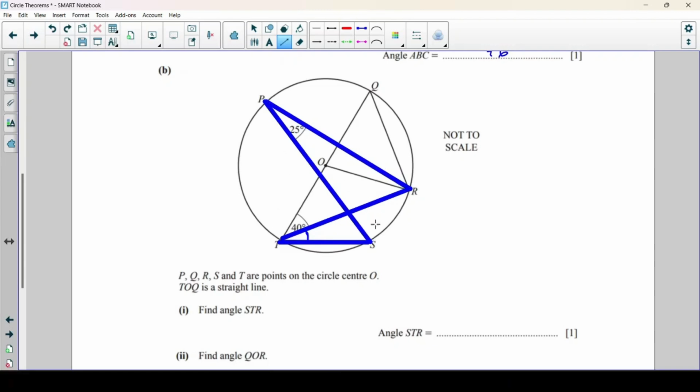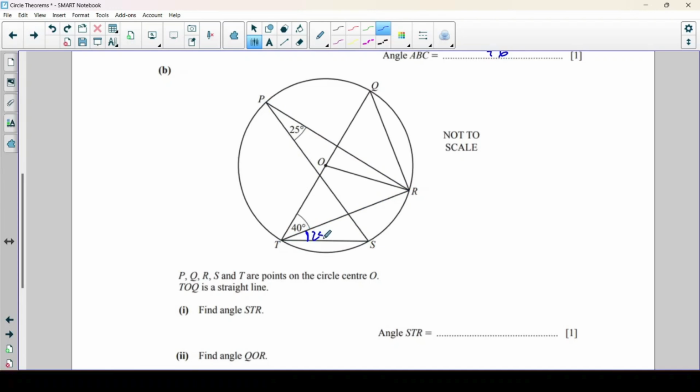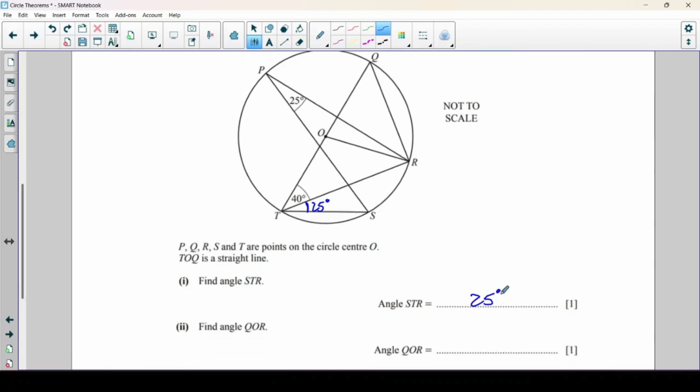And again, we've got that kind of bow tie shape. And that means that this angle and this angle are equal. And we know that this one here is 25. So that means this one down here is also 25 degrees. Okay? So, using angles in the same segment, this one is 25 degrees.